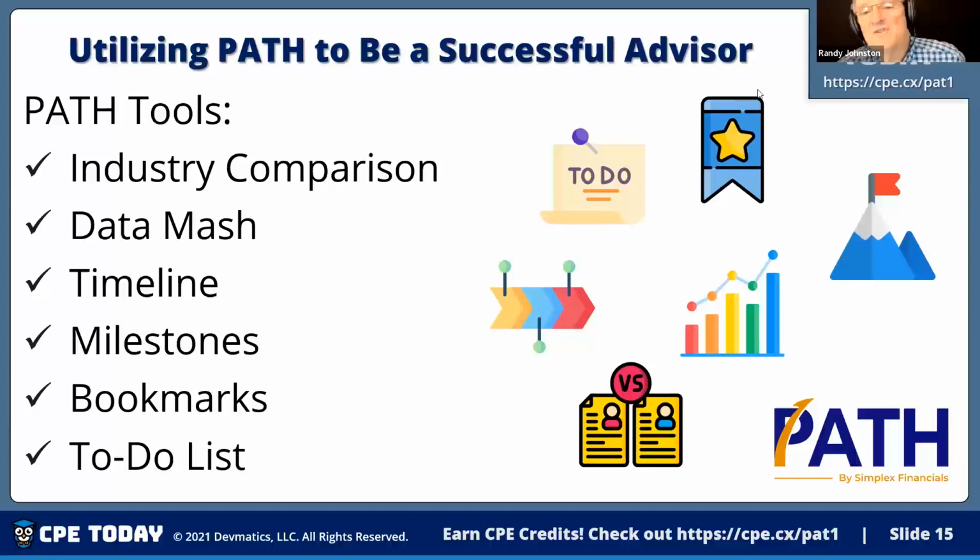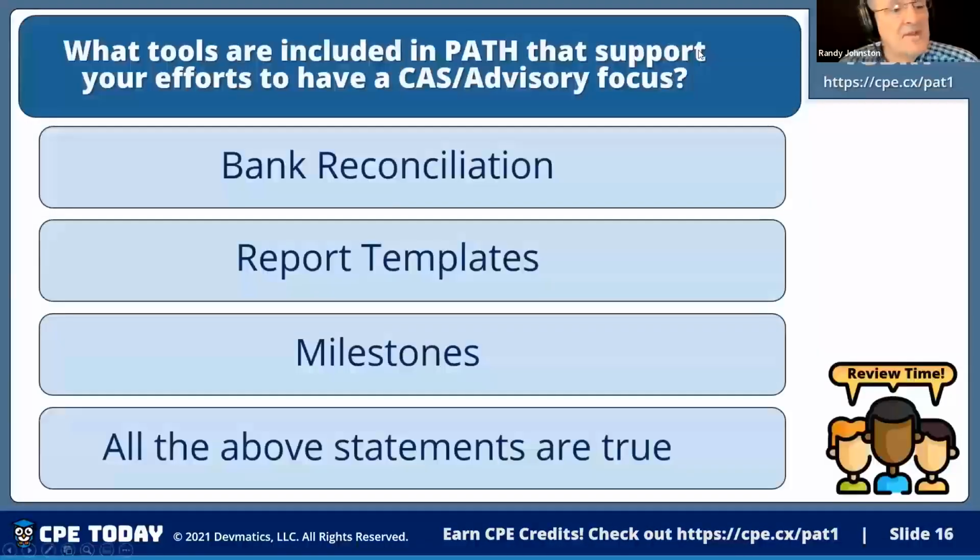Yeah. So you can see why in a separate episode, we want to show you some of these features, because you've got the idea now from Rob. He's basically explained why we're looking at things the way we do. So it might be a good time to ask another question. What tools are included in PATH to support your efforts to have a CAS or advisory focus? Bank reconciliation, report templates, milestones, or all of the above?